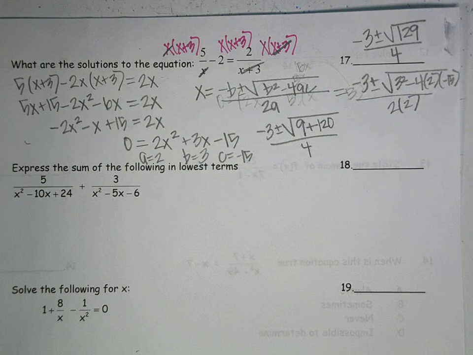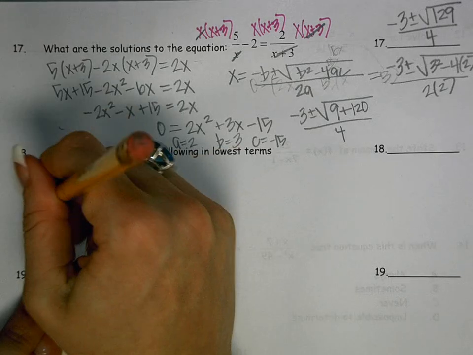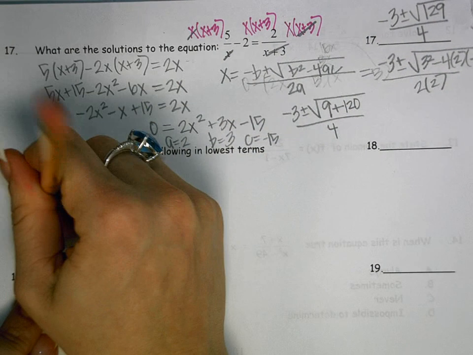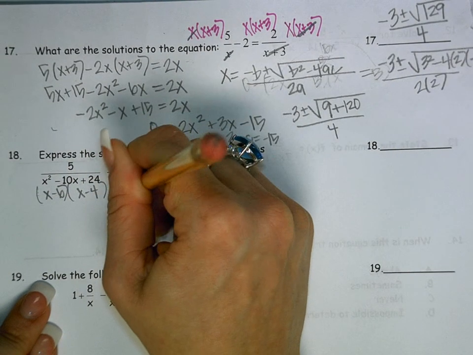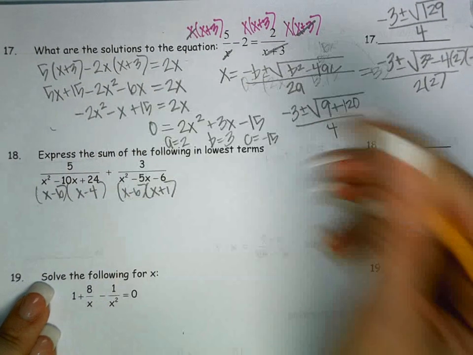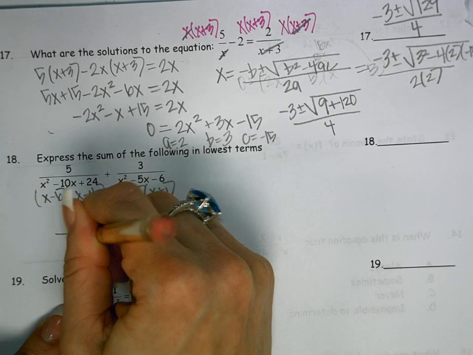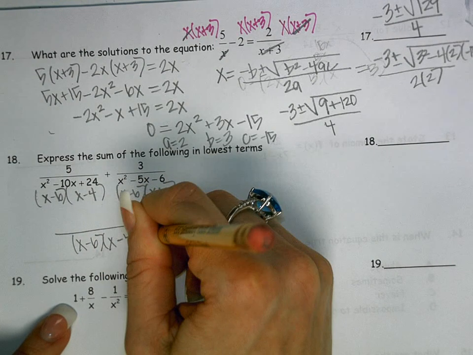Express the sum in lowest terms. If you break these down, this breaks down to be what? If you factor that, x minus 6 and x minus 4. And this one is x minus 6 and x plus 1. So if I'm going to get a common denominator, I would have to have x minus 6 and x minus 4 and x plus 1.